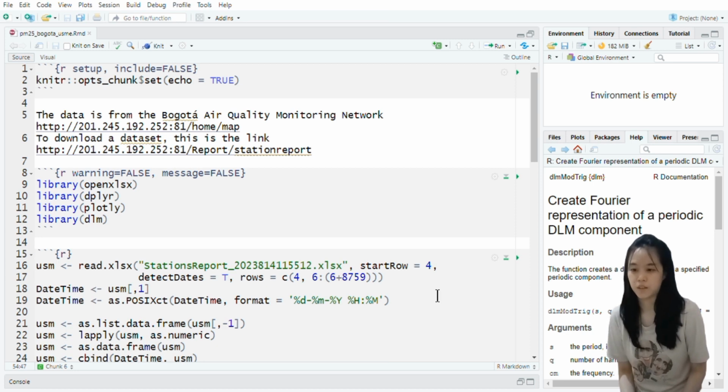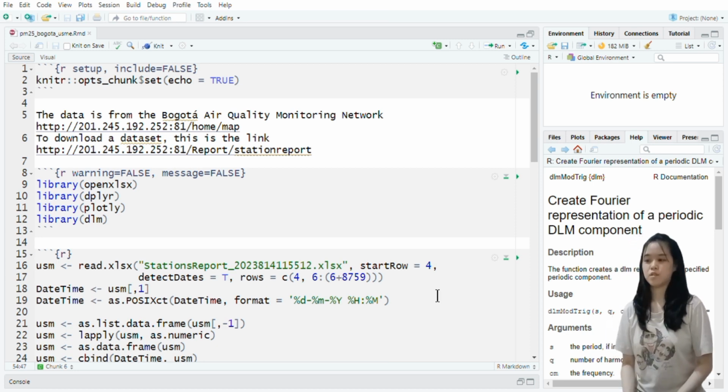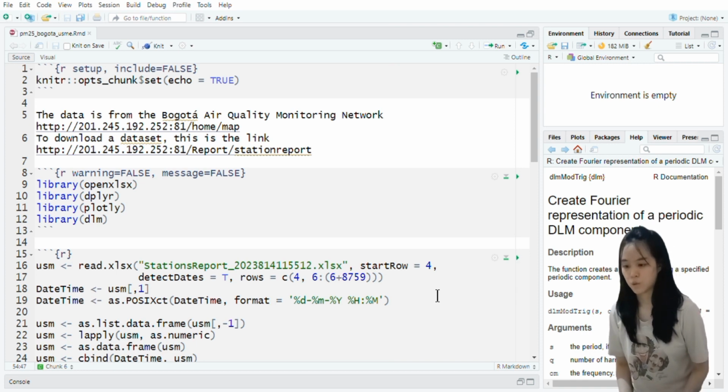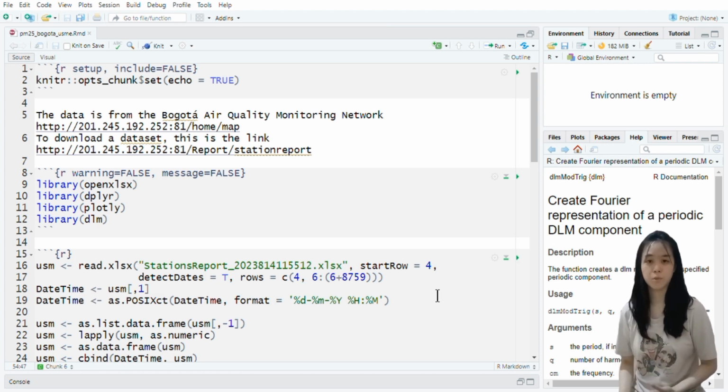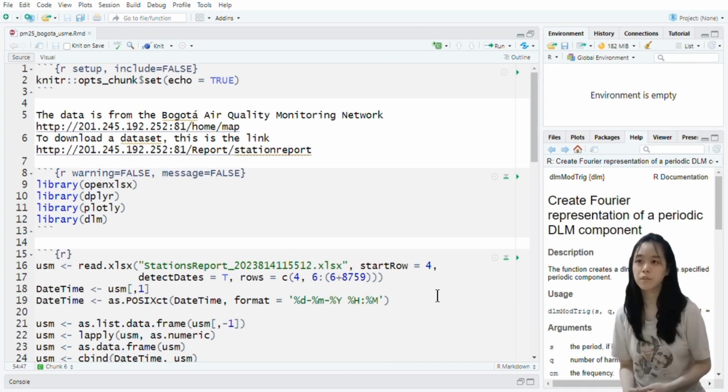Now let's talk about the use case for today's video for a bit. We're going to talk about PM 2.5. We're going to take the time series data of PM 2.5. PM 2.5 is particulate matter whose size is 2.5 microns or even less. So it's an extremely small particle that fills up the air.